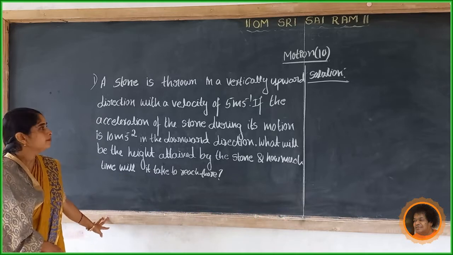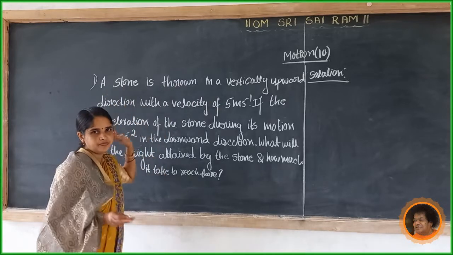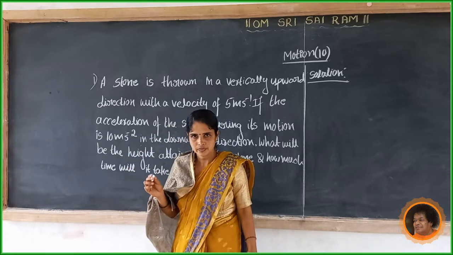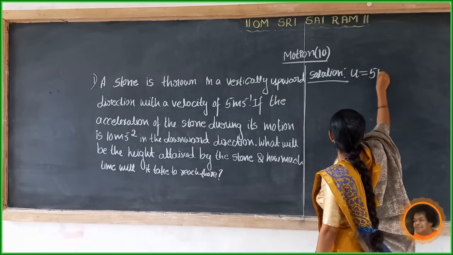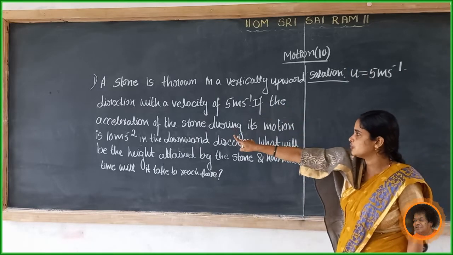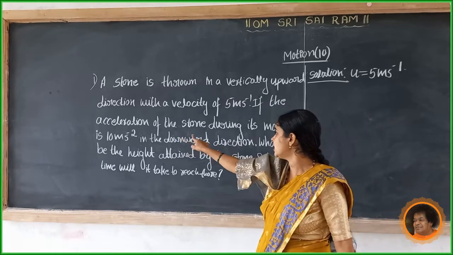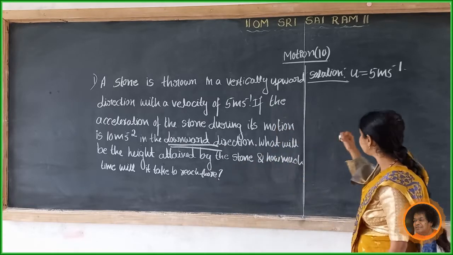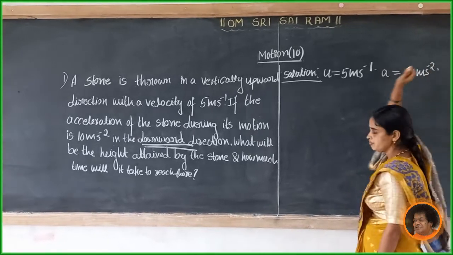First write the data. Here a stone is thrown in a vertically upward direction with a velocity of 5 meters per second. So the initial velocity of the stone u equals 5 meters per second. If the acceleration of the stone during its motion is 10 meters per second squared in the downward direction, here acceleration is given, a equals 10 meters per second squared.